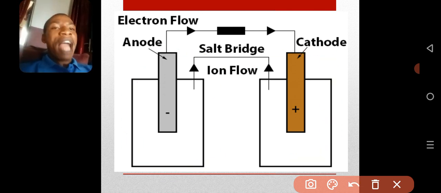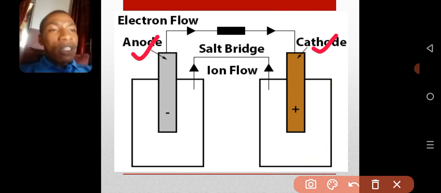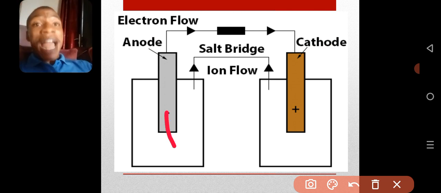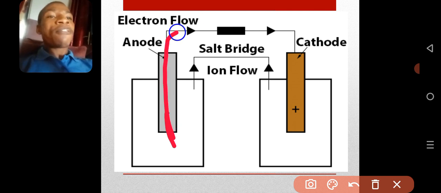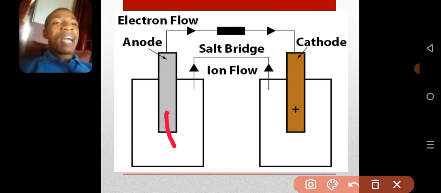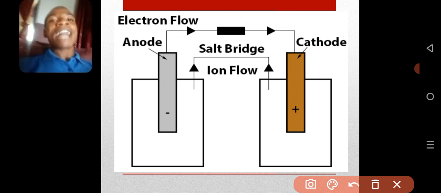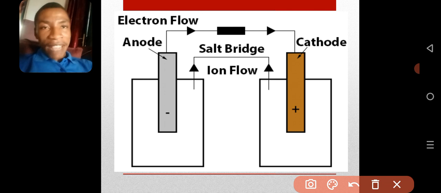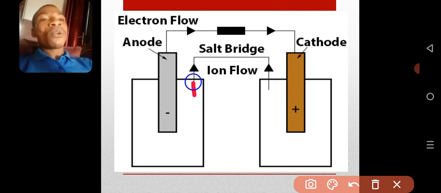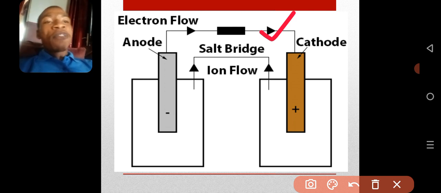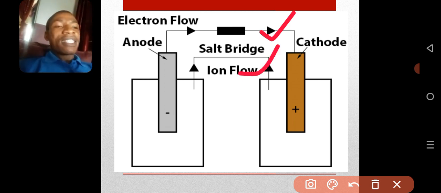So in summary, what we said is this: two half cells. The higher one will be the anode, lower one will be the cathode. Are we together? Good. Electron will flow from the anode as the anode dissolves and flow to the cathode. As you can see, the direction of the electron flow is always from the anode to the cathode at every point in time. Then ions flow through the salt bridge. Don't forget, electron flows through the wire, ion flow through the salt bridge. This is how an electrochemical cell operates.